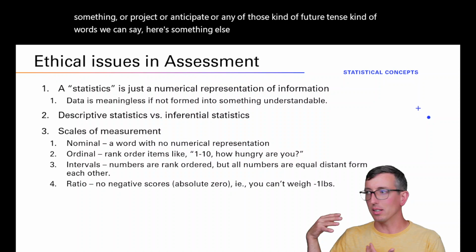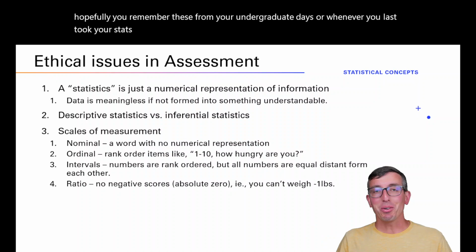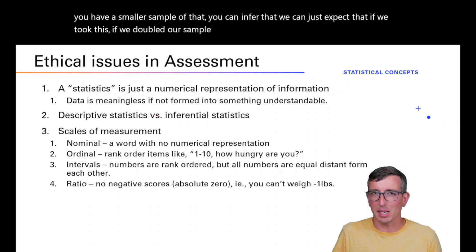A classic example is during political season, when people are all over the TV saying so-and-so is ahead in the polls. Well, how do they know that? They don't know everybody's thinking, right? However, if you have a representative sample, and these are terms I'm not going to explain too much, but hopefully you remember them from your undergraduate days or whenever you last took your stats class: the same number of men and women, the same number of people from the South and the North, from this cultural background and that one. If you get a good representation of all the people, then with a smaller sample you can infer that if we doubled our sample size, we'd probably get the same result. If we measured every single American in the US, and that small sample is representative, we can assume something about the population. That's what inferential statistics is.